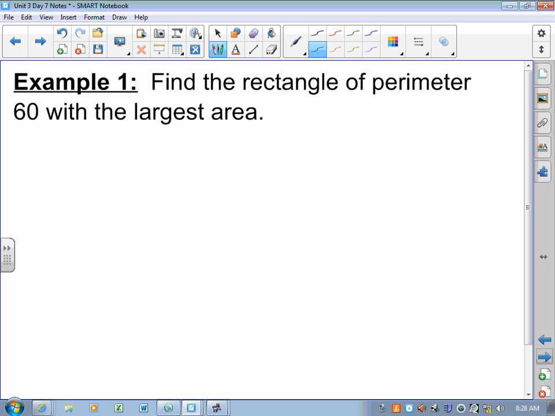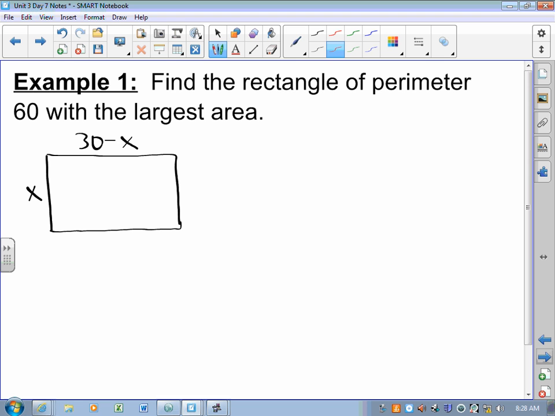So I think to myself, a picture would be nice. And I know that the perimeter of the rectangle is 60. So I know that if the width is x, the length has to make up half of the perimeter. So the length has to be 30 minus x. Think about it. Length plus width has to add up to 30 because the other length plus the other width have to add up to 30 to get the 60 that you want.